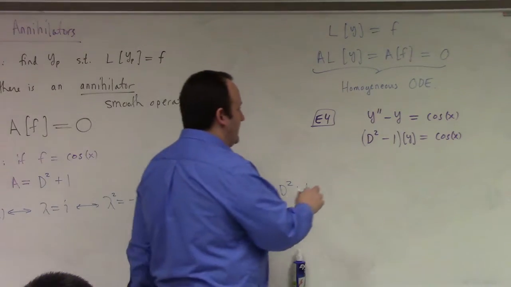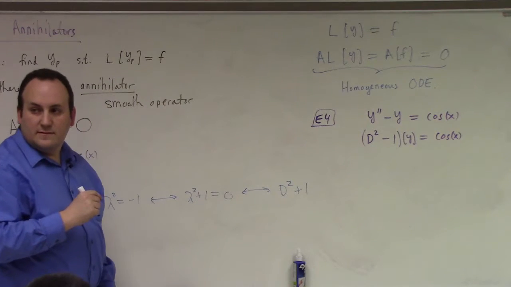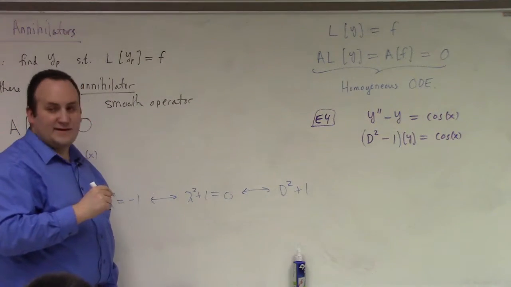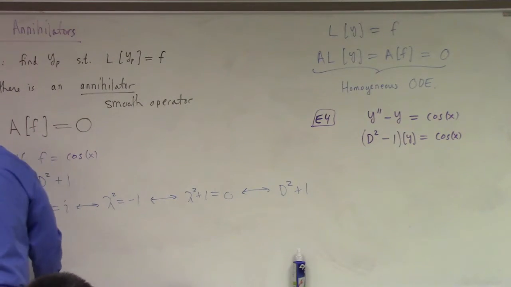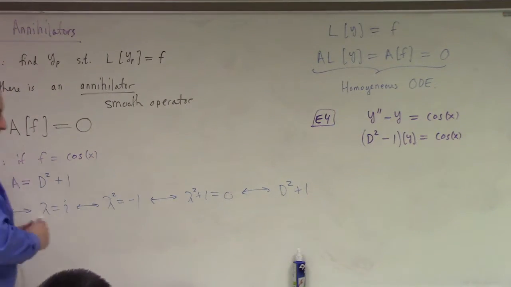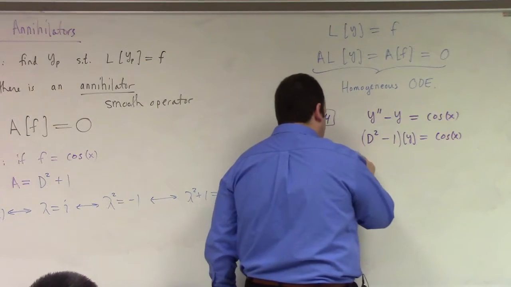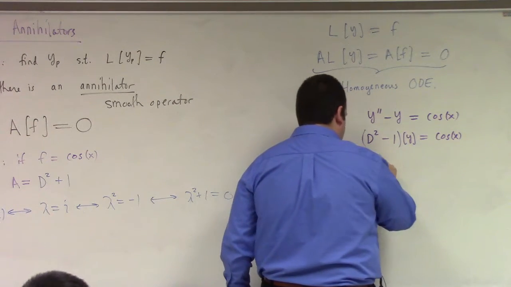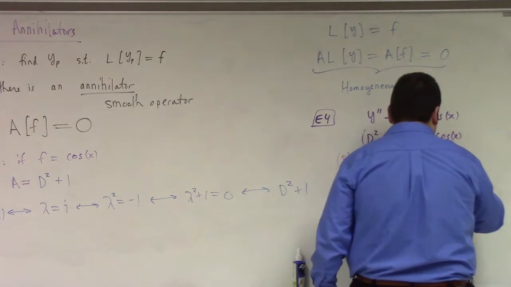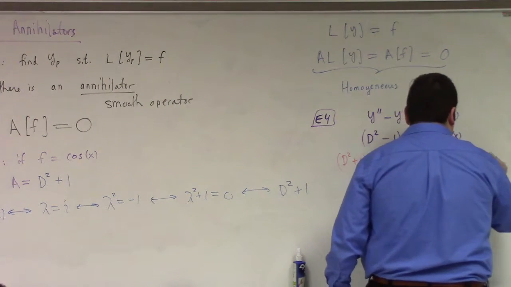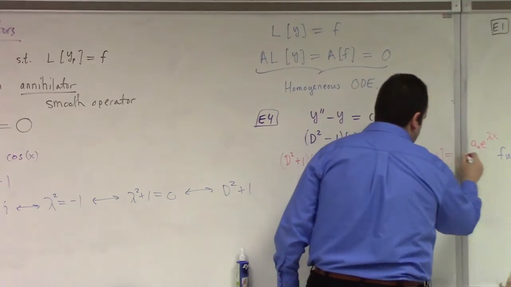I'm saying y prime prime minus y. We haven't annihilated it yet. It's still non-homogeneous. Now, for the annihilation, D squared plus 1 on both sides. D squared plus 1, D squared minus 1, y equals D squared plus 1 on cosine of x. What happens? Well, that's 0.